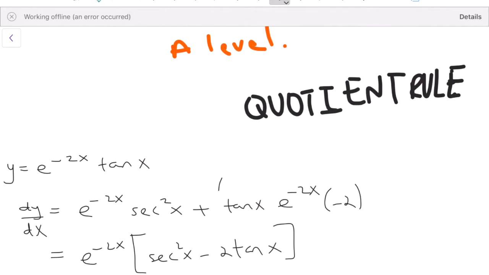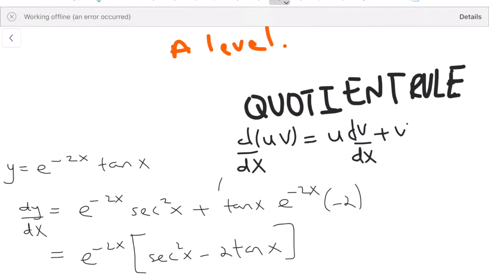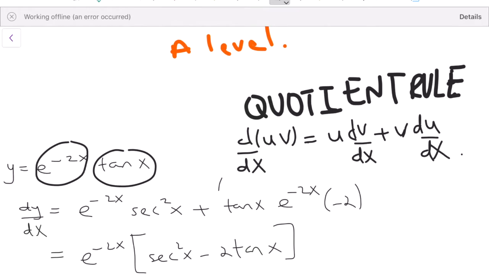So the quotient rule is that d(uv) by dx equals u dv by dx plus v du by dx. And if you use that with u equals e to the minus 2x and v equals tan of x, this is what you get.